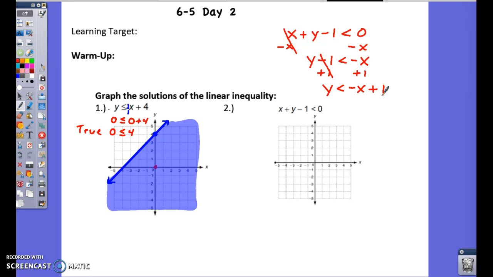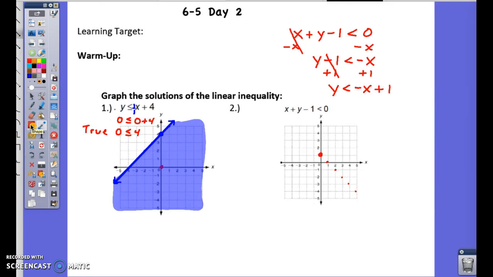So again, now that it's in slope-intercept form, I can start with my y-intercept of 1, and my slope is negative 1 over 1, so I'll be going down 1 over 1. Down 1, I'm sorry, mistake there. Down 1 over 1, continuing with that pattern. Now this graph does not have an equal sign under the inequality, so it's going to be a dashed line when I go to draw this. And it would look like this.